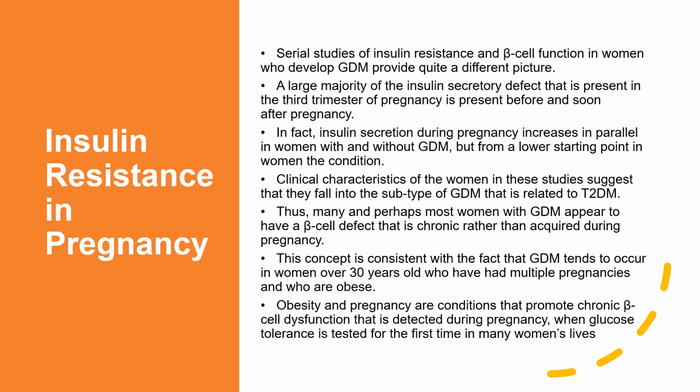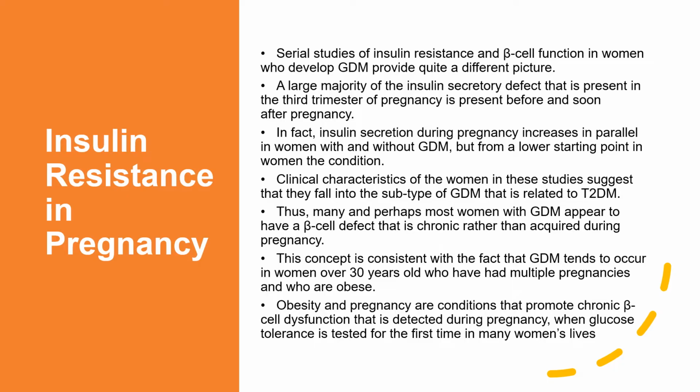Serial studies of insulin resistance and beta cell function in women who develop GDM provide quite a different picture. A large majority of the insulin secretory defect that is present in the third trimester of pregnancy is present before and soon after pregnancy. In fact, insulin secretion during pregnancy increases in parallel in women with and without GDM, but from a lower starting point in women with the condition. Clinical characteristics of the women in these studies suggest that they fall into the subtype of GDM that's related to type 2 diabetes mellitus. Thus, many and perhaps most women with GDM appear to have a beta cell defect that is chronic rather than acquired during pregnancy.